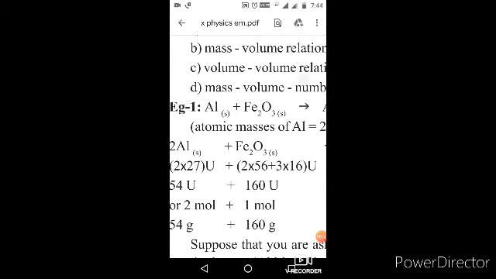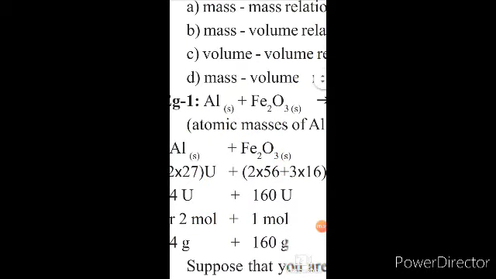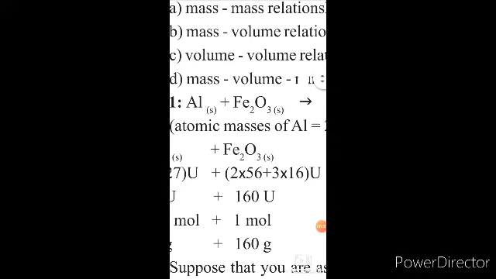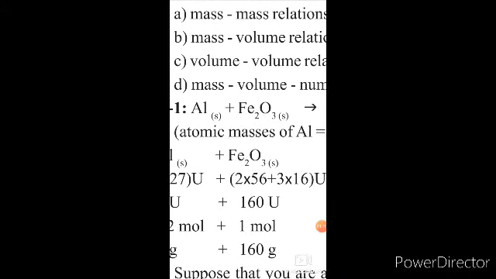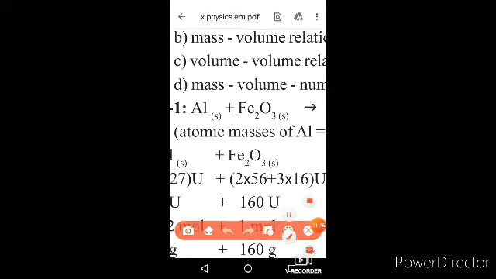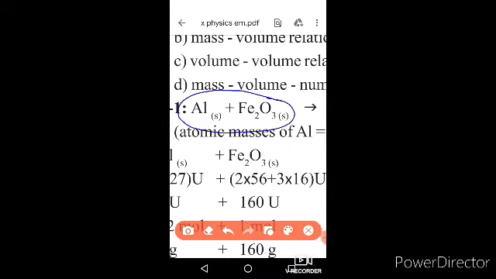See, we have one example. Aluminium, Al, plus Fe2O3, iron oxide. Aluminium reacts with iron oxide. It gives rise to Al2O3, aluminium oxide, plus iron. So in this reaction, first mass belongs to reactants. This is mass of reactants.